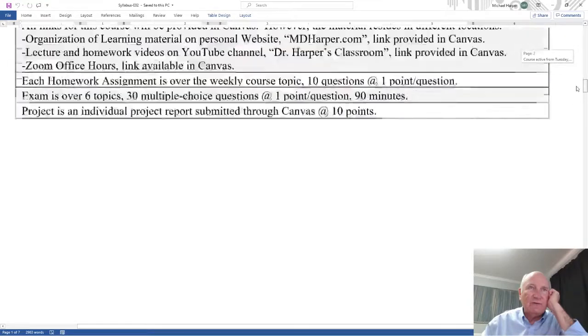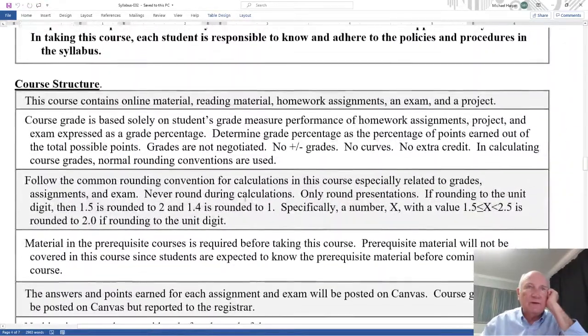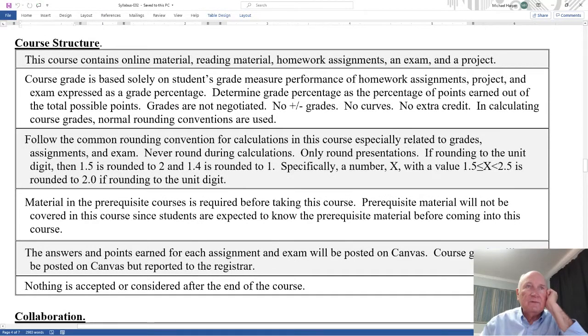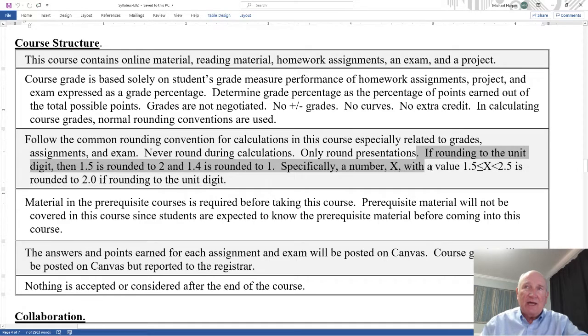Let's go back to the rounding now. Down here. First of all, never round during calculations, only round presentations. If rounding to the unit digit, 1.5 is rounded to 2, 1.4 is rounded to 1. Specifically, the number x with a value between 1.5 and 2 is rounded to 2 if rounding to the units digit. And so the halfway I round up, less than half I round down.